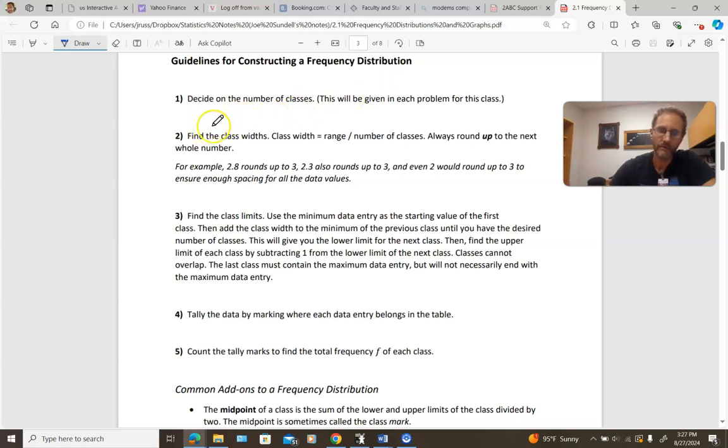Alright, so we're going to find the class widths. This comes from the range divided by the number of classes. And then you're always going to round up. So for example, if you got 2.8, 2.3, 2, any of those, you always round up. So you'd round up to 3. And that would be the class width.